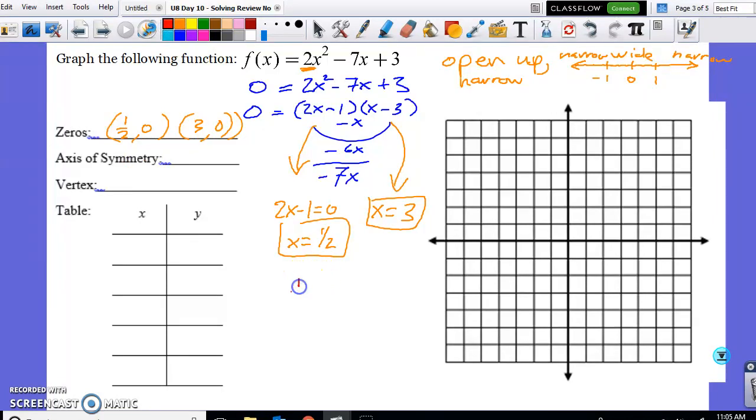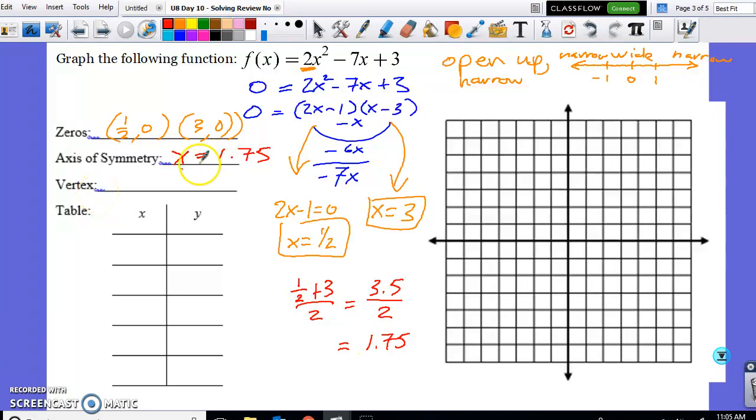Now to find the axis of symmetry, I need to find the middle between those two values. So I'm going to have 1/2 plus 3 divided by 2. And in that case, I have 3.5 divided by 2. Now use a calculator for that, and you're going to get 1.75 as my x value. So the axis of symmetry is a vertical line. It should be x equals 1.75.